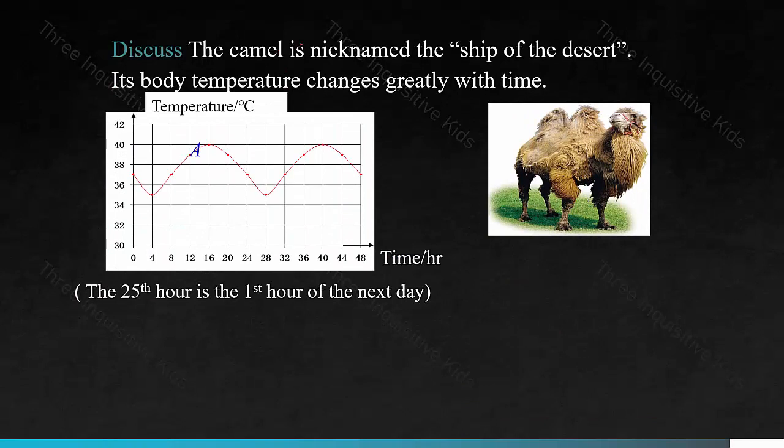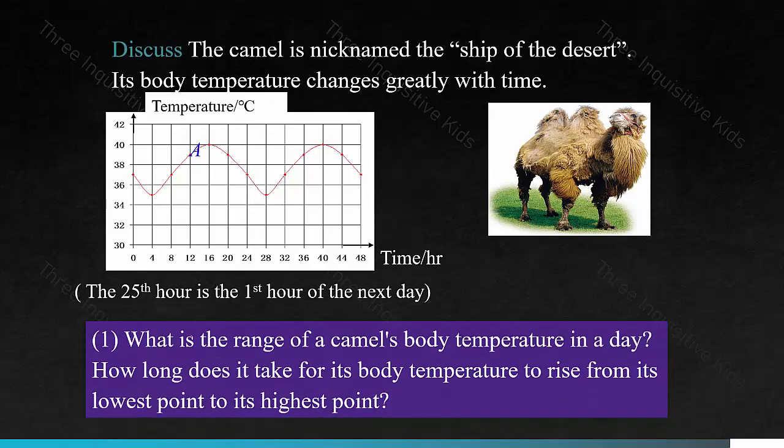A camel is actually nicknamed the ship of the desert. Its body temperature changes greatly over time. Here is a nonlinear graph showing its body temperature. And you can think of the 25th hour as the 1st hour of the next day. What is the range of a camel's body temperature in a day? How long does it take for its body temperature to rise from its lowest point to its highest point?